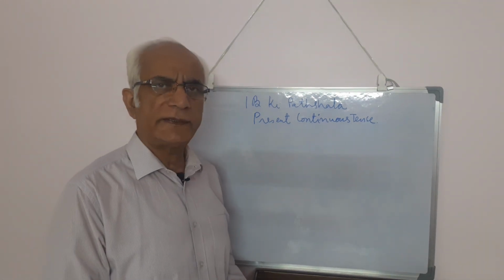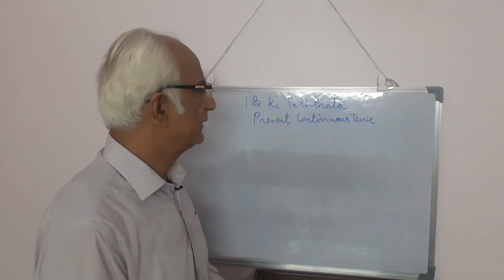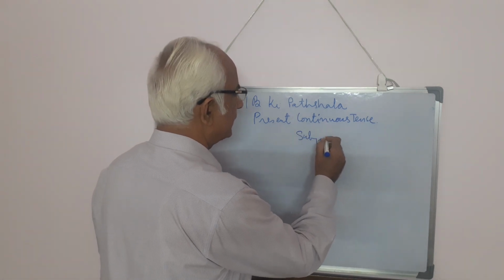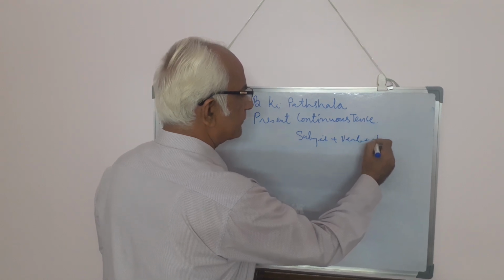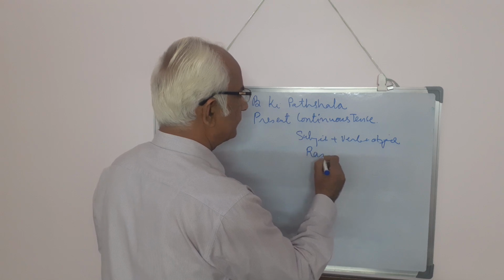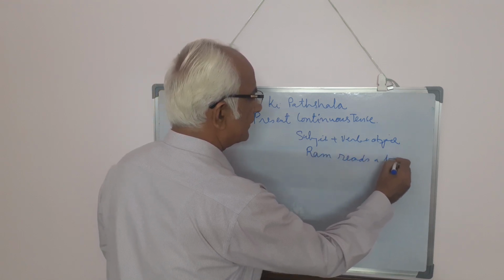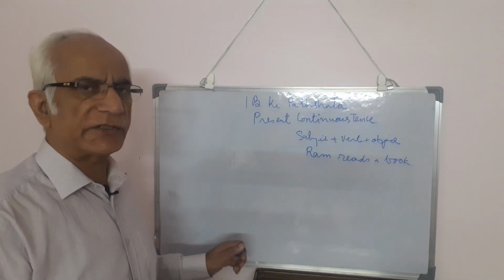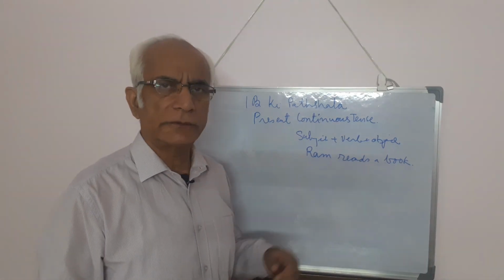And how are the sentences constructed in simple present tense? We just have the subject and the verb. Subject plus verb and object. For example, Ram reads a book. So we are giving information that Ram is doing an action. He is doing some activity. What's the activity? He is reading a book.